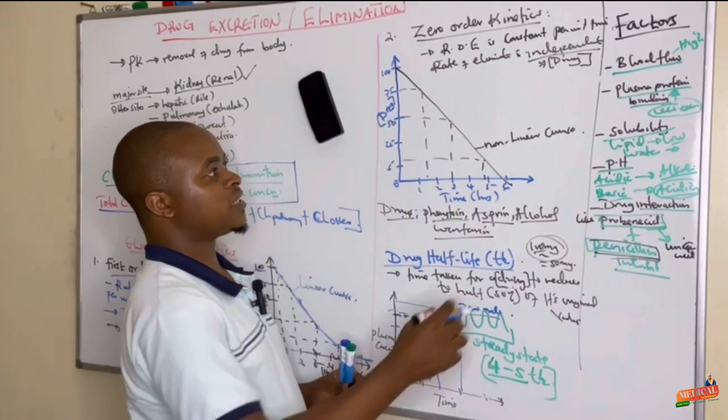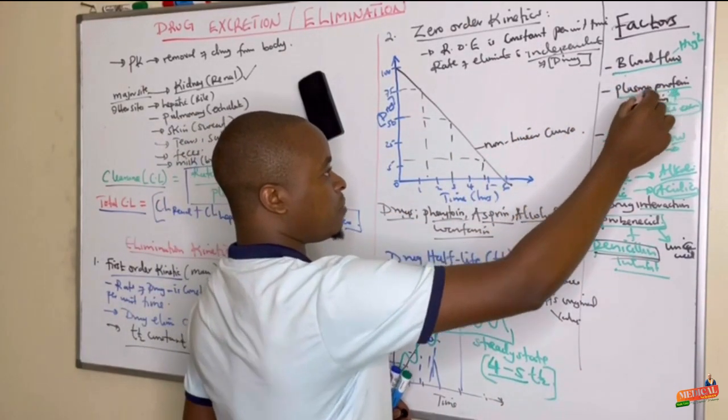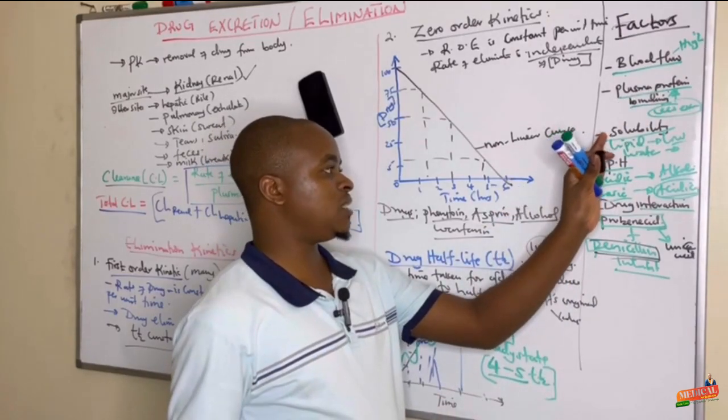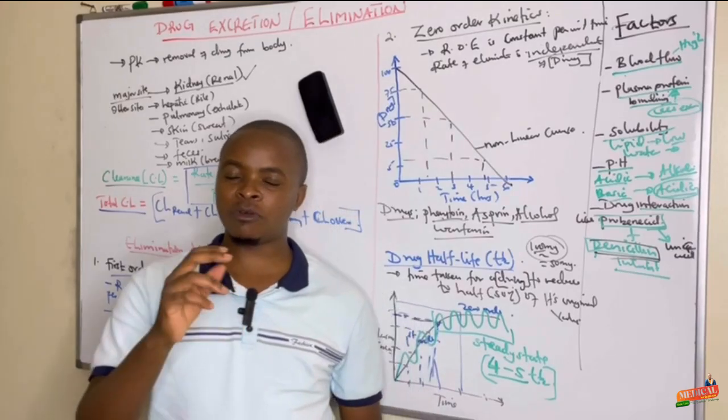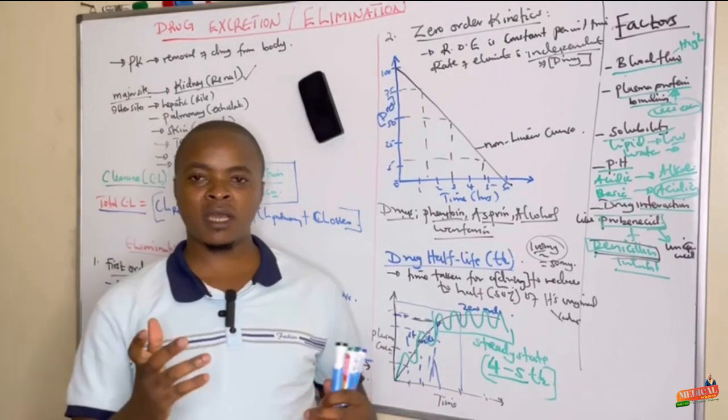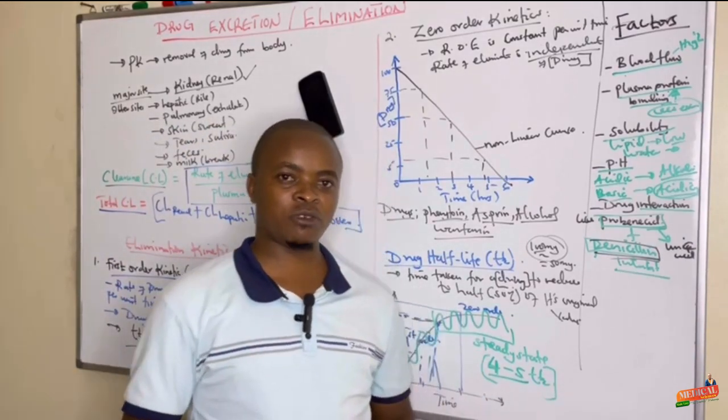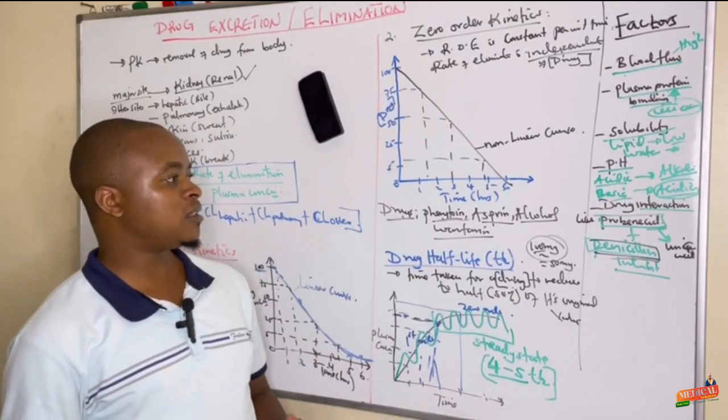So these are the factors: blood flow, plasma protein binding, solubility, pH, and drug interaction like probenecid. Whenever you're asked in an exam, you can always remember these factors that affect the rate of drug elimination.